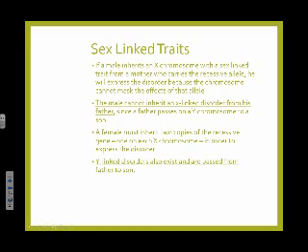Females must inherit 2 copies of a recessive gene, one on each X, in order to have the disorder expressed. So for a female to be colorblind, her father has to be colorblind, and her mother has to carry the colorblind trait. So her grandfather also has to be colorblind. Okay, that's the only way a female will be colorblind.